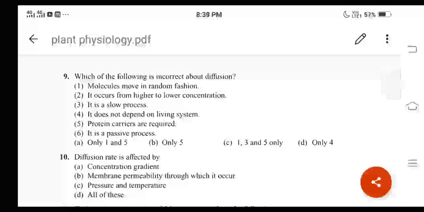Protein carriers are required. What they have mentioned here, protein carriers are required, but for this process protein carriers are not required, right? So which option becomes correct here? Option B, only 5. Then let us move on to the next question.